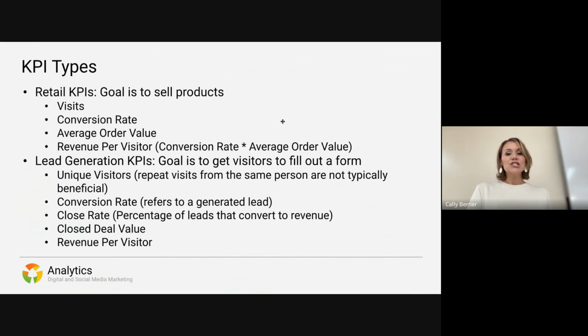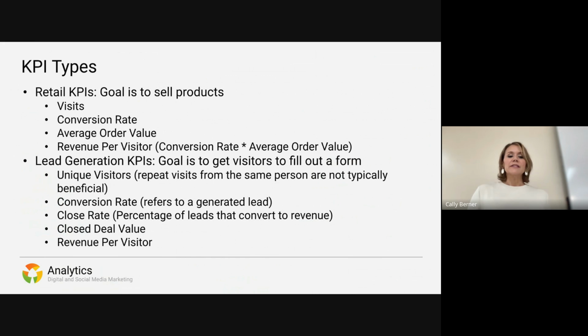Okay, for a lead generation KPI, like a business to business situation where it might take a little bit longer to cultivate a relationship with a potential customer before they make a purchase, your goal is to get visitors to fill out a form. So you might be interested in the number of unique visitors, versus the repeat visits from the same person, which is not necessarily or typically beneficial to your company. But you want to look at things like conversion rate. So that means you generated a lead through the website. Somebody signed up and they want somebody to contact them. They want a salesperson to contact them.